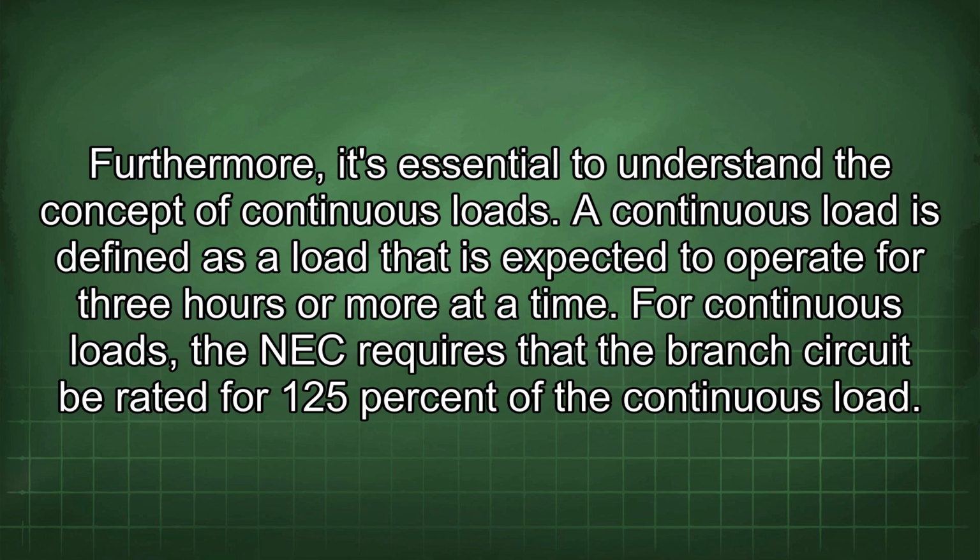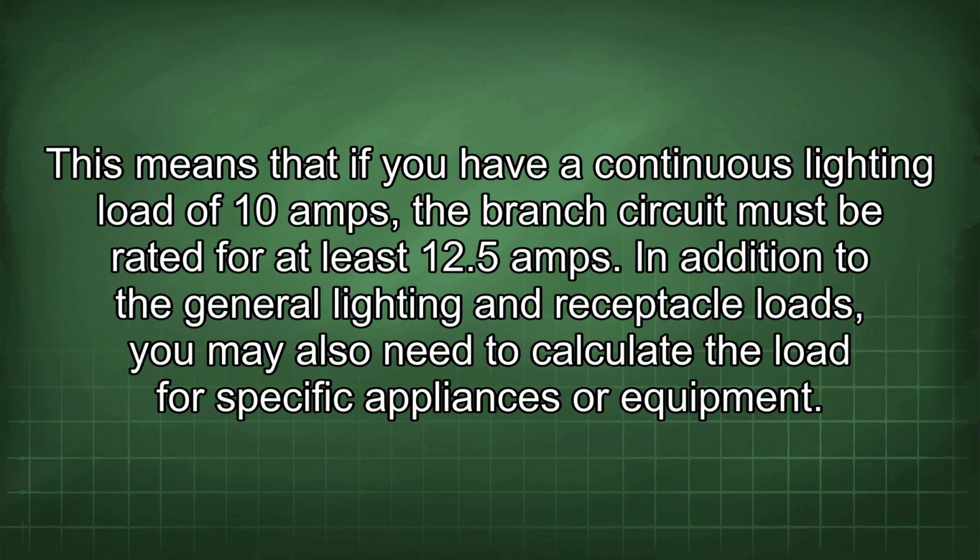Furthermore, it's essential to understand the concept of continuous loads. A continuous load is defined as a load that is expected to operate for 3 hours or more at a time. For continuous loads, the NEC requires that the branch circuit be rated for 125% of the continuous load. This means that if you have a continuous lighting load of 10 amps, the branch circuit must be rated for at least 12.5 amps. In addition to the general lighting and receptacle loads, you may also need to calculate the load for specific appliances or equipment.